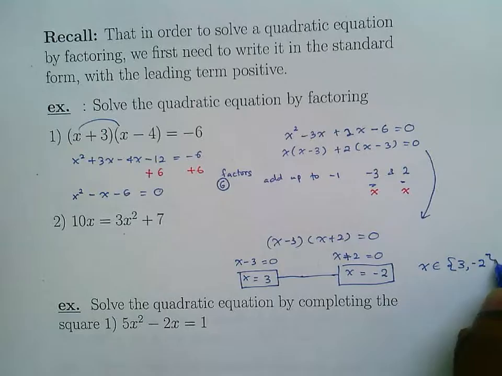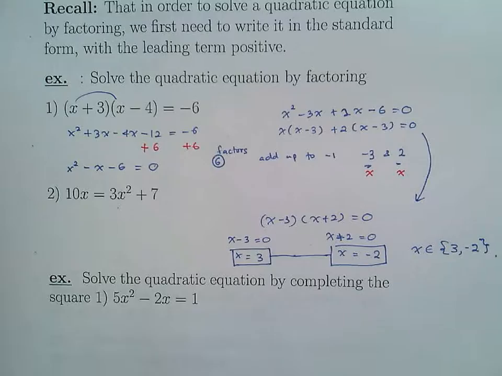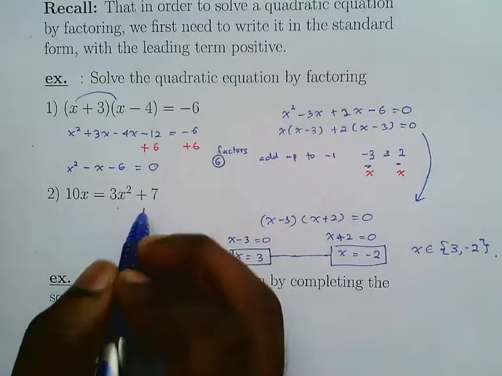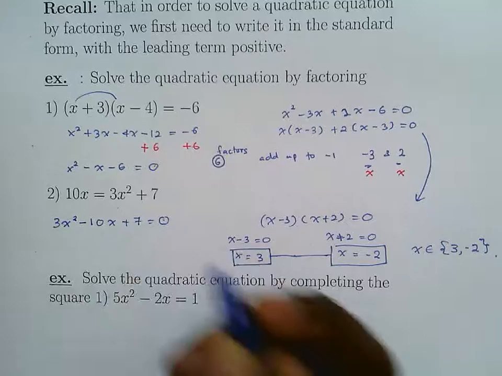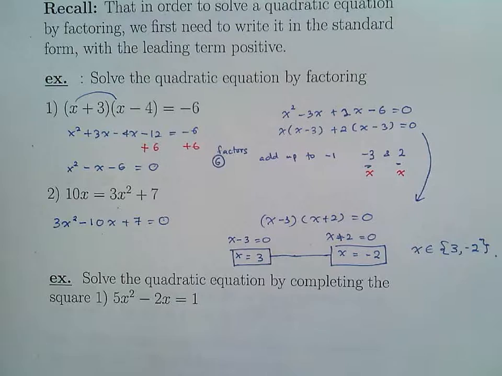Okay, and this one right here, again, it's factoring. So also take everything to one side. So I can subtract 10x from both sides and I can write it here. So 3x squared minus 10x plus 7 is equal to 0. So when you subtract 10x, you will end up on the right hand side. You can just change the sides.